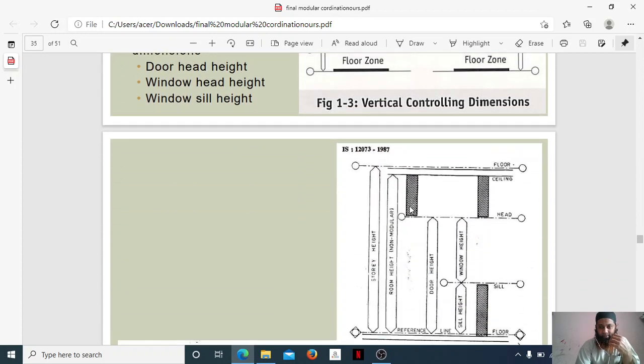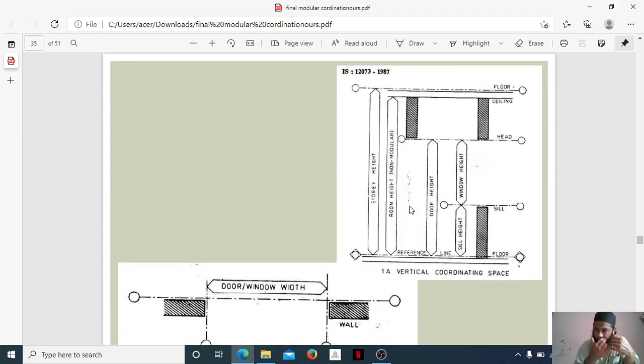Just see here, you can see this room height, non-modular room height. This is the ceiling, this is the floor. After that the ceiling will come. So we want to see exactly what is coming from where. Story height is from one part of the floor to the other part of the floor. That is the story height. Room height is seen from the bottom to the height of the ceiling. This is the room height.